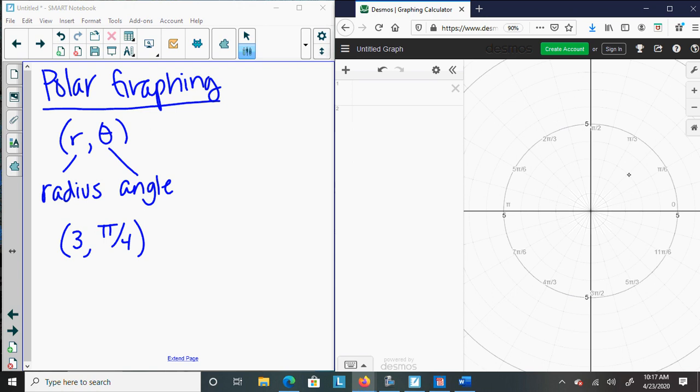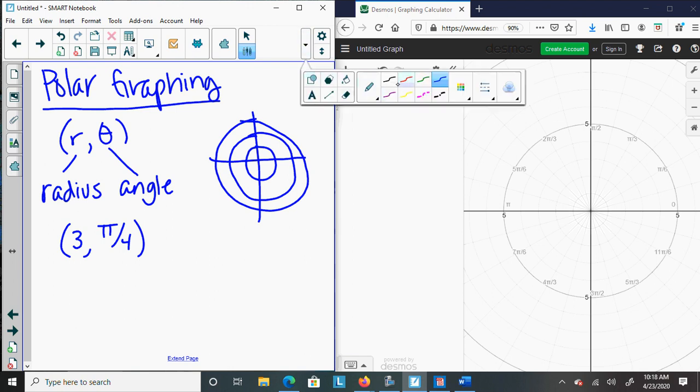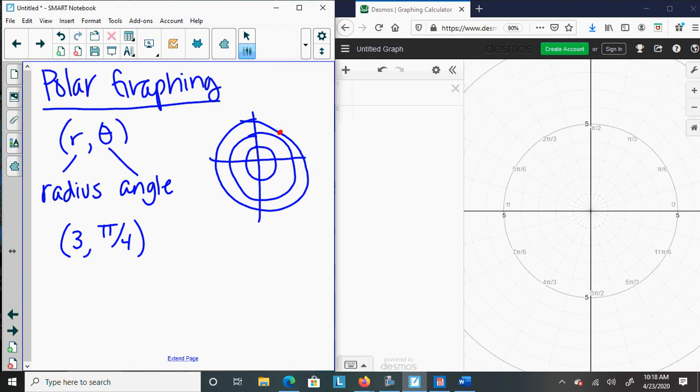So apparently I don't have my ink on to write on this page, so I'll just draw that picture. I'll use my graphing more for that. So I've got 1 radius, 2, and then 3. And I want to go to pi over 4. So pi over 4 is here. So pi over 4, 1, 2, 3. And that's the point 3 pi over 4.